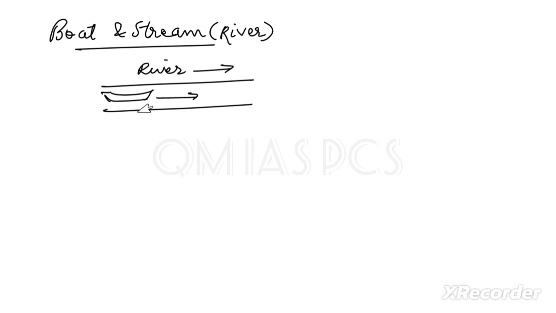So when they are traveling in the same direction, the flow is in this direction, and that boat is traveling in that direction, then the relative speed of that boat will be, we are considering r for the river and b for the boat, so the relative speed will be b plus r.